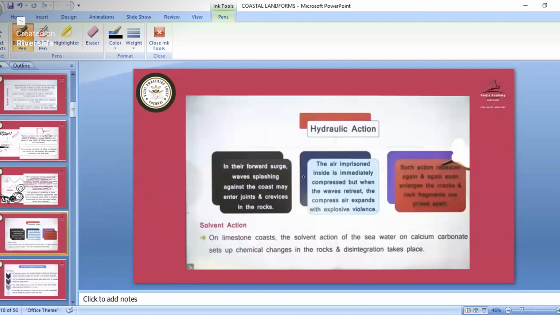Then we have hydraulic action. What is hydraulic action? Water action. You know that along with the wind, water also has a great force of energy. That will come and hit the landforms. Due to that, there will be the erosion process.